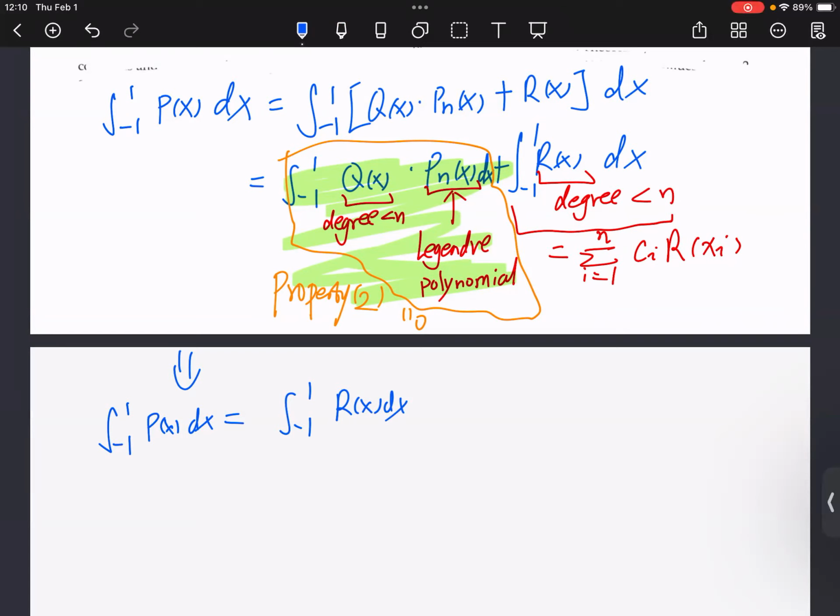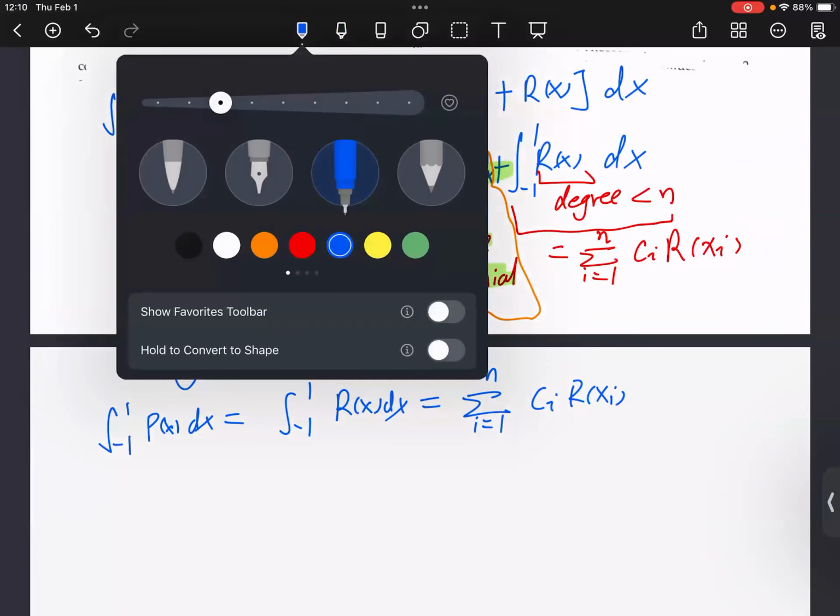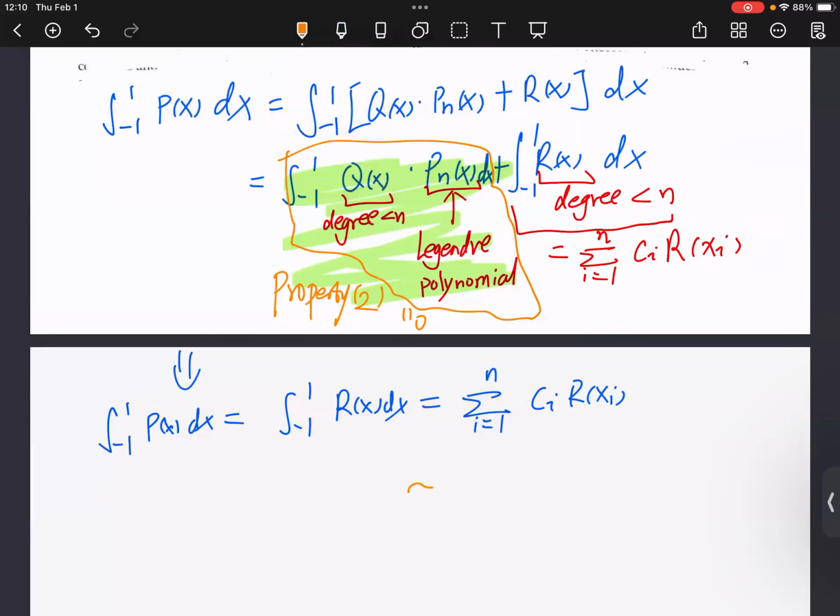And then with the Gaussian quadrature rule for polynomials with degree less than n, we have such a quadrature rule here: the sum from i equals 1 to n of c_i R(x_i). It looks like something we want, but it's actually not what we want, because we still need one more step.